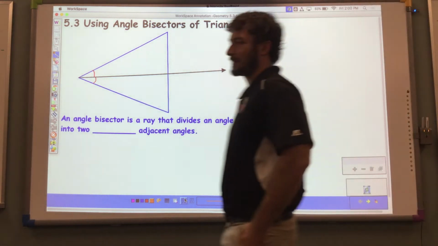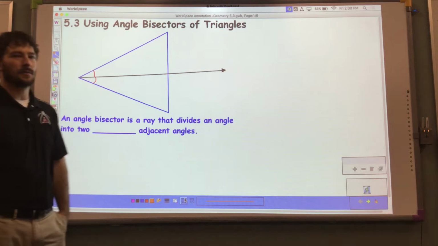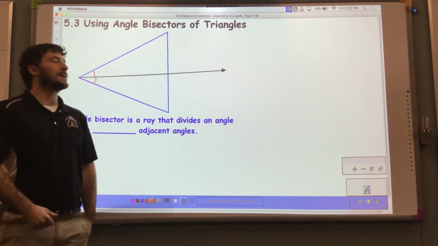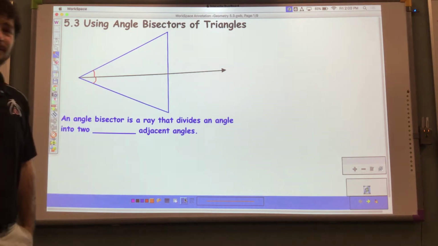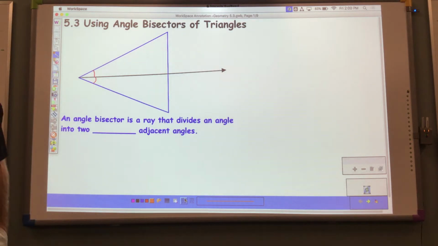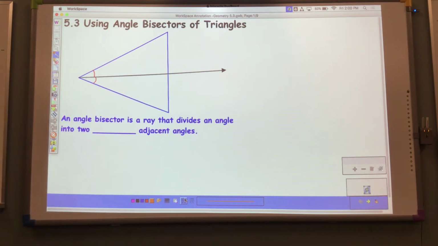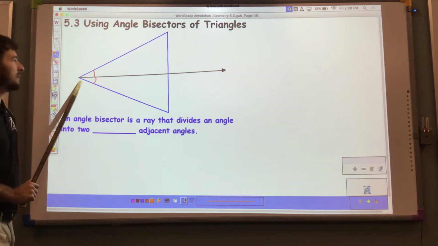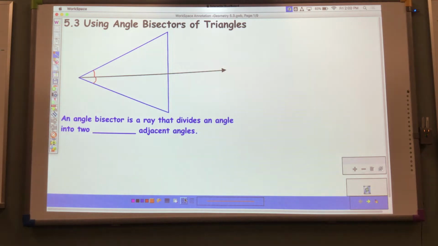Alright, so far we've talked about two different types of segments within triangles. We've talked about mid-segments that go from midpoint to midpoint. We've talked about perpendicular bisectors that'll bisect a side of a triangle at a right angle. And then today we're going to be talking about angle bisectors of triangles, which, if you remember, an angle bisector is anything, usually a ray, that's going to cut an angle and make two congruent angles.